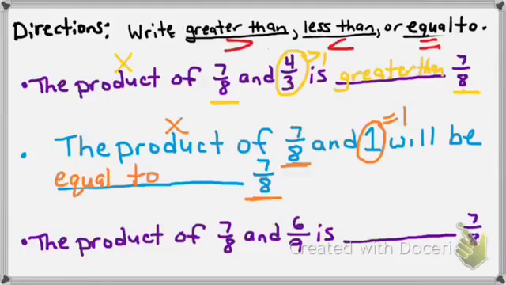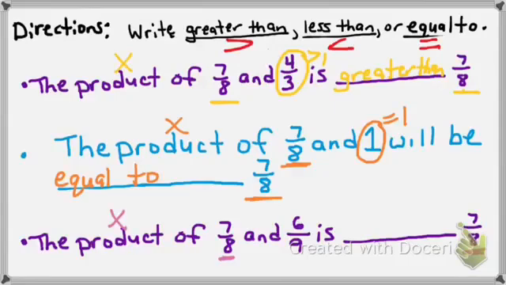7/8. Let's take a look at our final example at the bottom of the page. The product of 7/8 and 6/9 is greater than, less than, or equal to 7/8. So I'm going to underline my 7/8. That's the given number I have to find. There it is. There's my given number earlier in the problem.